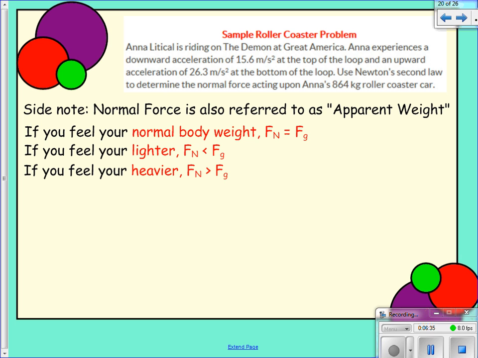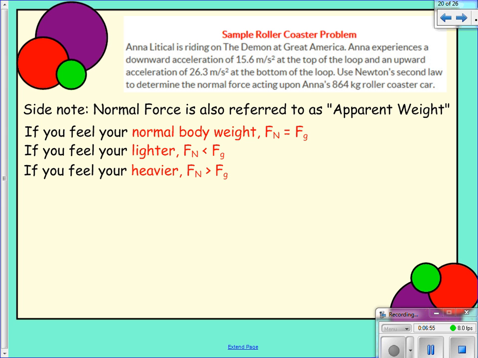Anna experiences a downward acceleration of 15.6 meters per second squared at the top of the loop, and an upward acceleration of 26.3 meters per second squared at the bottom of the loop. Use Newton's second law to determine the normal force acting upon Anna's 864 kilogram roller coaster car.